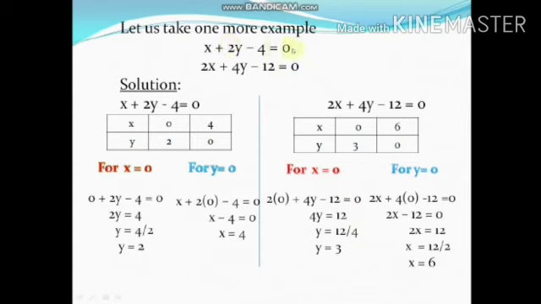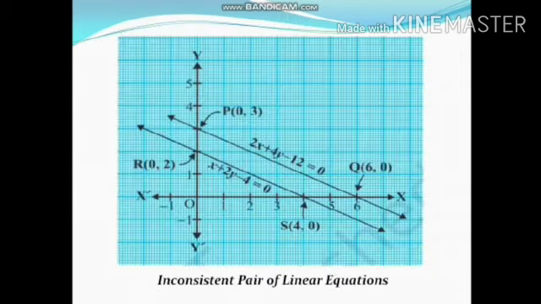x + 2y - 4 = 0 and 2x + 4y - 12 = 0. First equation, x + 2y - 4 = 0. When we substitute x = 0, we will get y = 2. When we substitute y = 0, we will get x = 4. Second equation of this example, 2x + 4y - 12 = 0. When we substitute x = 0, we get y = 3. And when we substitute y = 0, we get x = 6.